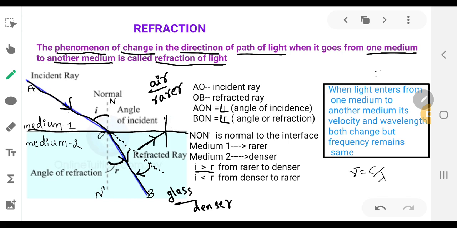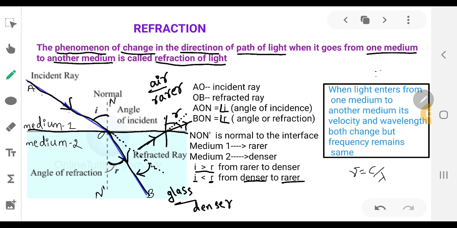This is the original direction of the light, but as it is changing its medium, its direction of propagation changes like this. So this is the angle of refraction. It has been increased. So R is more compared to I when the light is traveling from denser medium to rarer medium. In the next discussion we will see what is denser medium and rarer medium.